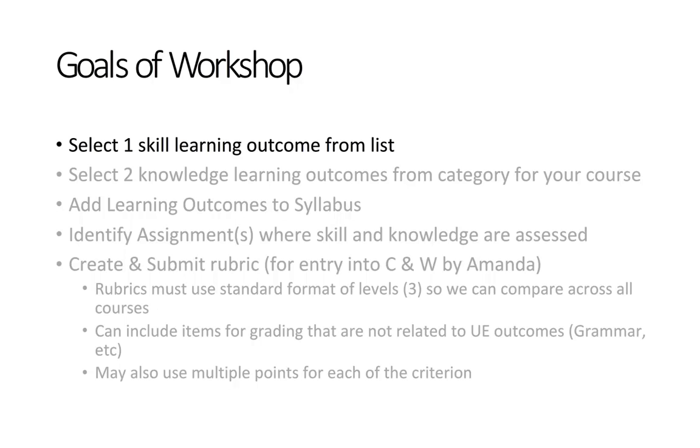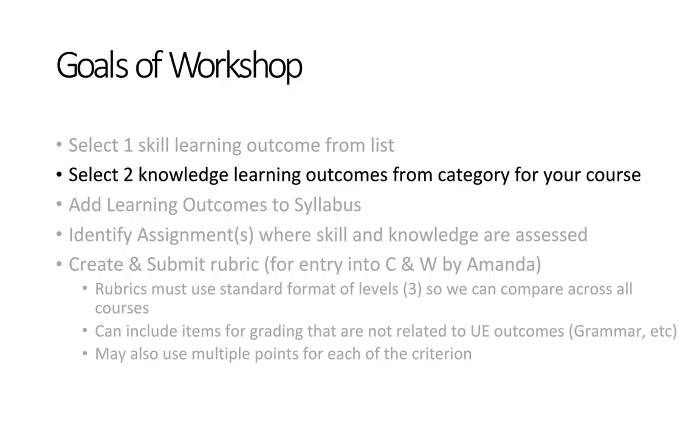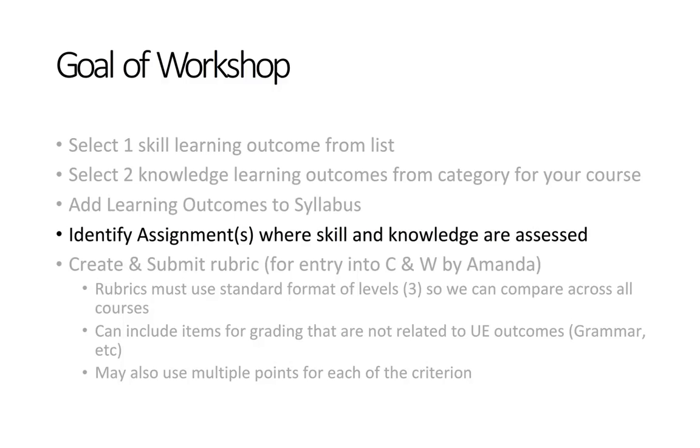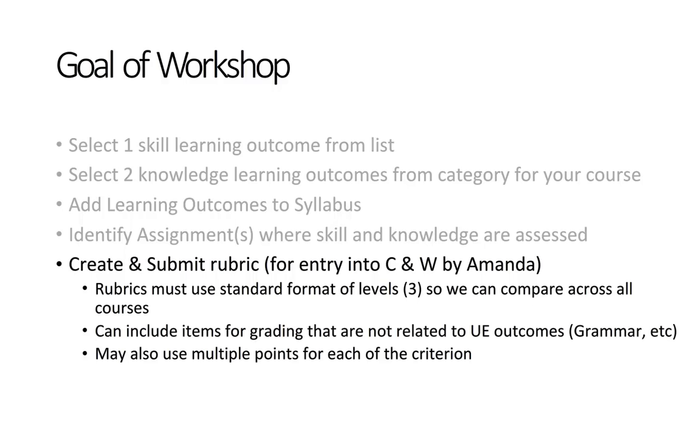The goal at the end of this workshop is to select one skill from the list that will be assessed in your course, and select 2 knowledge outcomes for the category where your course resides. In some instances, there may be 3 learning outcomes for your category. You will only need to select 2. Add these 3 learning outcomes to your syllabus. Identify the assignment where the skill and knowledge are assessed. And finally, create and submit a rubric.